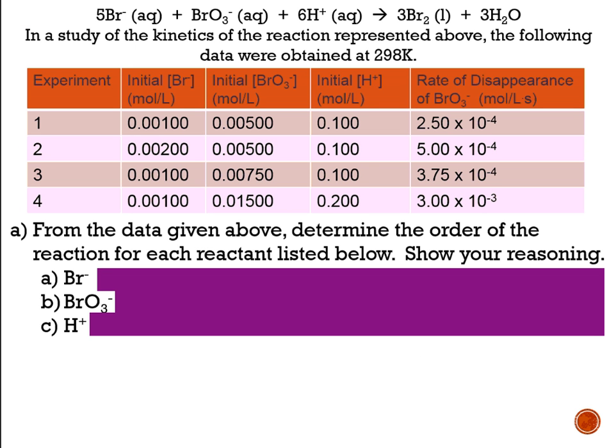So in this example, we have 5 bromide ions, a bromate ion, and 6 hydrogen ions, making 3 bromine and 3 water. What we need to do for each reactant here is determine what change impacts the rate. So first, for bromide, we have a change here of doubling. We have a constant here and here, and then we see a doubling. So that's first order with respect to bromide.